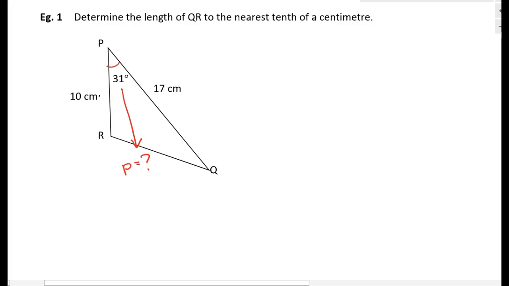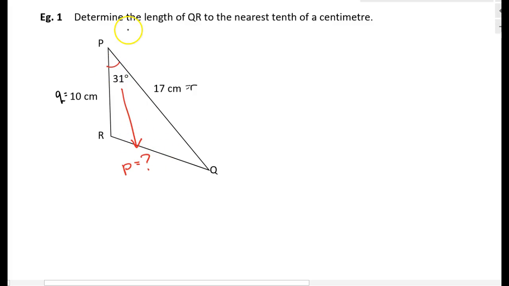We have our angle contained between our two known sides. This means I'm not using sine law because I don't have another angle to help me out. I don't have a complete ratio. So I need to use cosine law. So I'm going to use the letters that are relevant to this triangle instead of A, B, and C. So this side is Q, and this side is R.